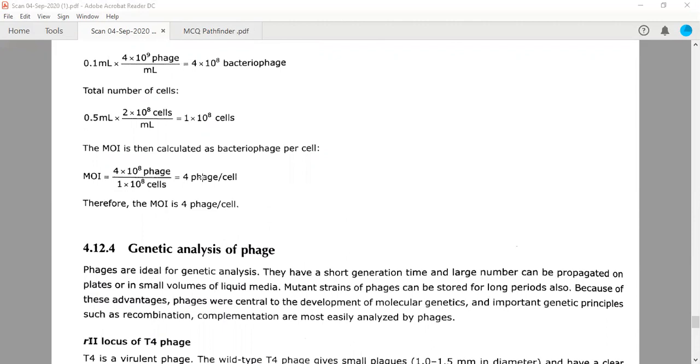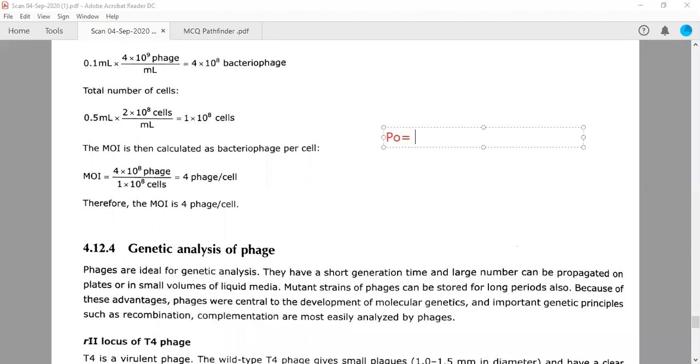Now, the question can be asked in some other form, which I will tell you here. Suppose you are able to calculate this multiplicity of infection. Now, you are asked how many cells in the culture will remain uninfected and how many cells will be infected by this multiplicity of infection. So now what will you do? You need to calculate the P naught value.